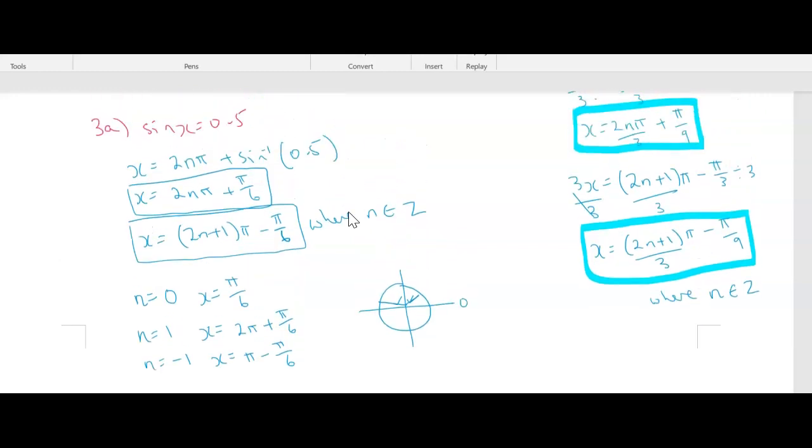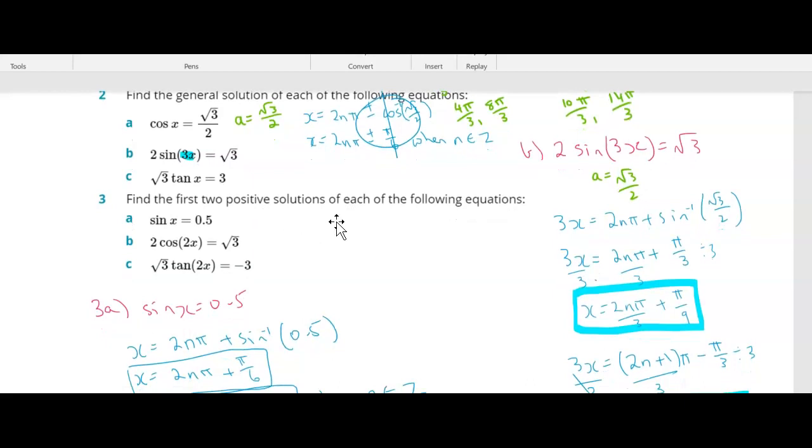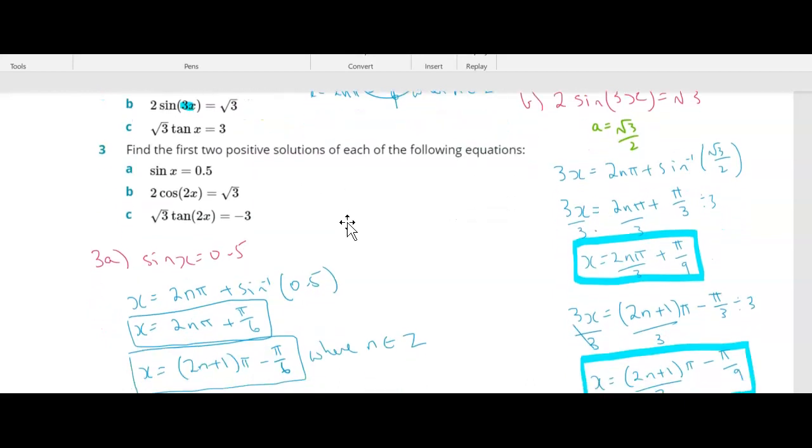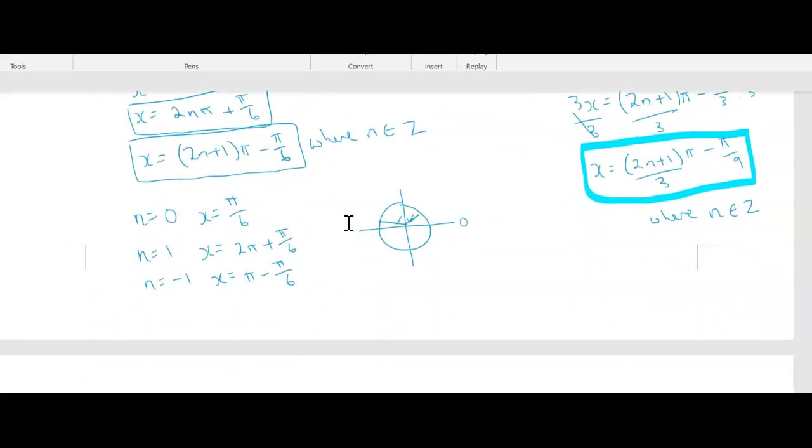Okay, but the question did ask for the first two positive solutions. Okay, so the first two positive solutions, pi on 6, which is in the first quadrant, and then pi minus pi on 6, which is 5 pi on 6 in that second quadrant. This other solution I found, 2 pi plus pi on 6, is actually your third solution going around the unit circle again to 2 pi. All right, so we're in that first quadrant, plus pi on 6, and you can kind of see what is happening with that pattern.